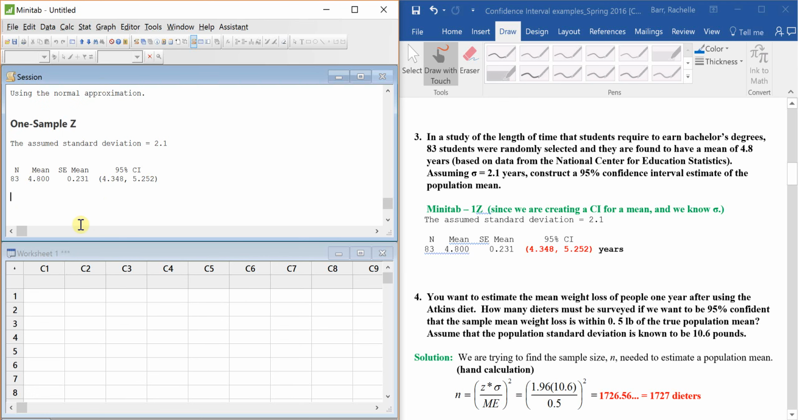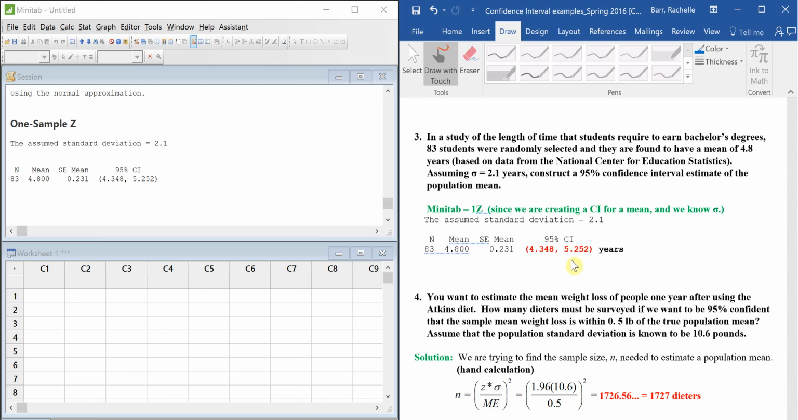And there's our lovely 1 sample z, which is the exact same as what's here. So the part you need is this interval right here. What this would tell you is that the population in general takes between 4.3 and 5.2 years. We're 95% confident that that's the time to finish their bachelor's degree.